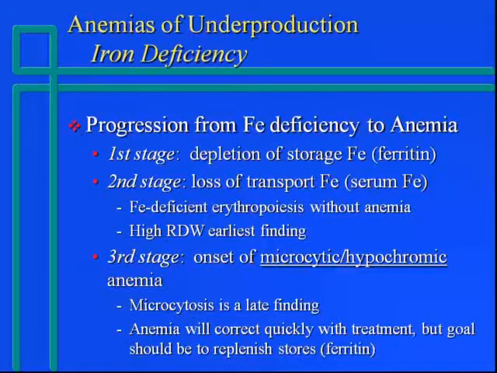There are 3 stages in the progression of iron deficiency to full-blown anemia. The first stage is depletion of storage iron, which is measured by the ferritin level. The second stage, there is loss of the transport iron, which is measured by the serum iron level, in which the patient has iron-deficient erythropoiesis but does not yet have anemia. And an elevated RDW can be the earliest laboratory finding in this phase. And then there is the third stage when there's actually the onset of the microcytic hypochromic anemia. So microcytosis is a relatively late finding in this process.